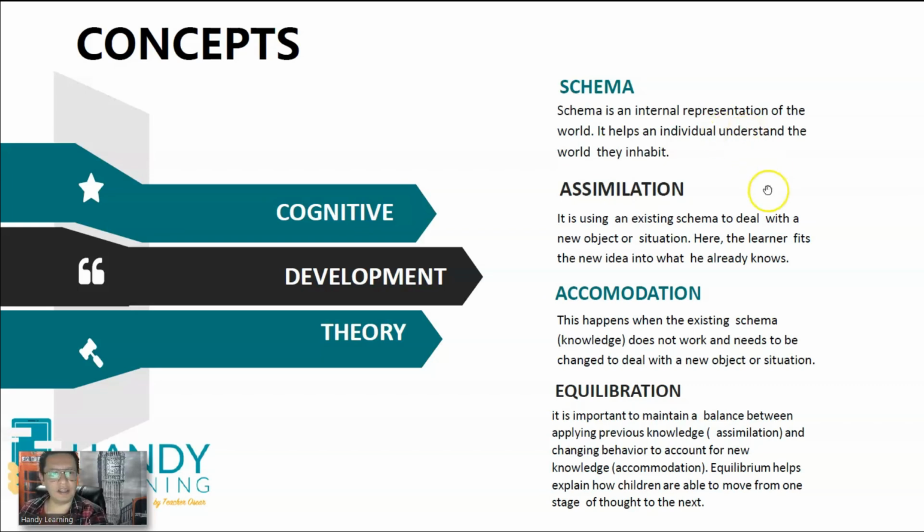It's an internal representation of the world. It helps an individual to understand the world they inhabit. Then, for example, let's imagine that a baby is presented with a cross. In the beginning, he sees a cross, all right? Later on, we're going to have something that is called assimilation. Assimilation uses an existing schema, something that is already in our mind, to deal with a new object or situation. So the learner or the individual fits the new idea into something that already existed.